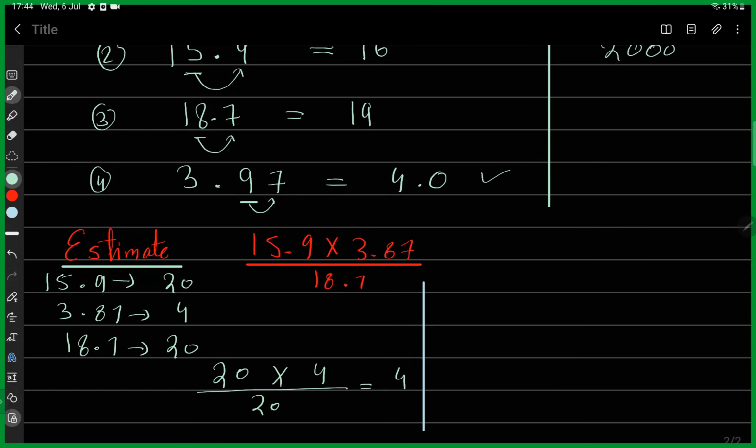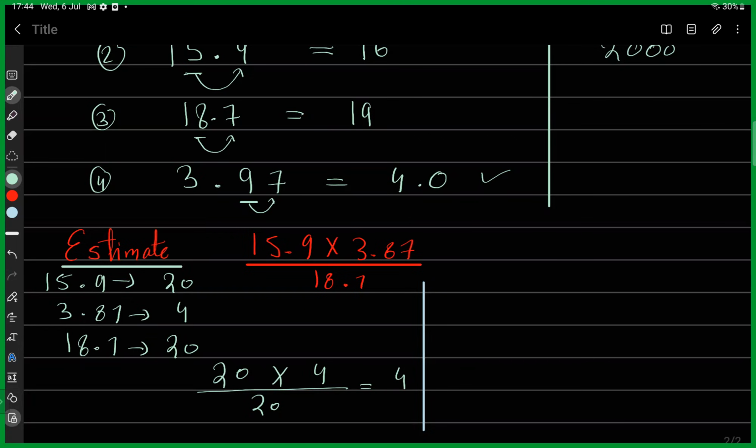Okay. Very good, Umaisa. Now, if you try plugging in these values in the calculator, let's just see what we get. The answer would be very different, but that does not matter. We were just asked to estimate. The answer is 3.29 something on the calculator, but the calculator would not be allowed in this exam, so we will be estimating. This is one method.